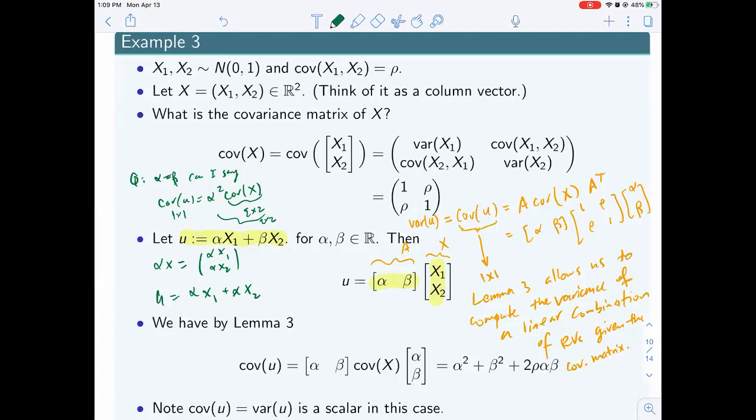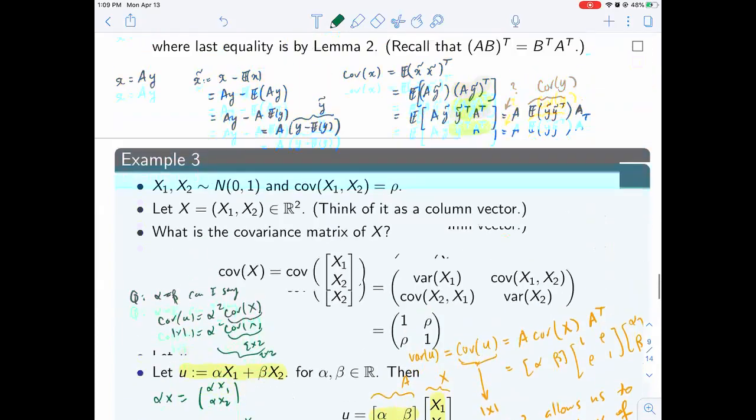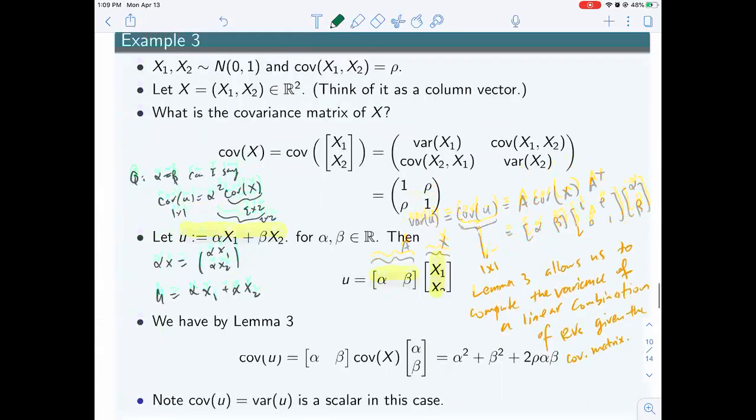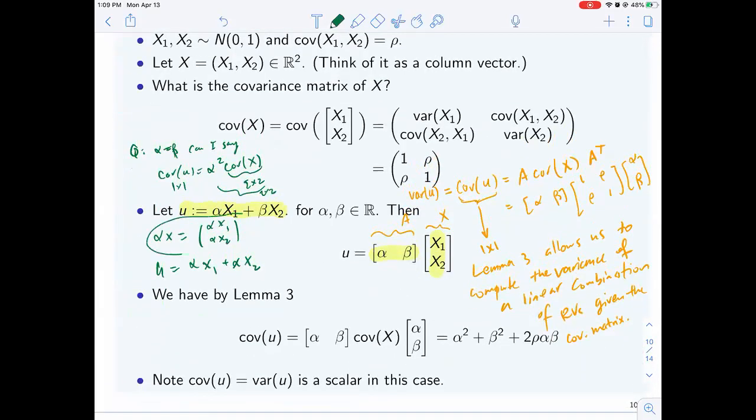No problem. So can I use this result to compute the covariance? I want to use this result to also be able to compute this covariance of this. Can I write this in that form? This is a different vector. So let me clean this up here.